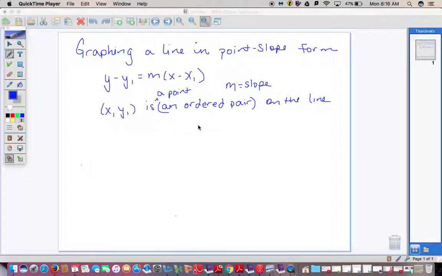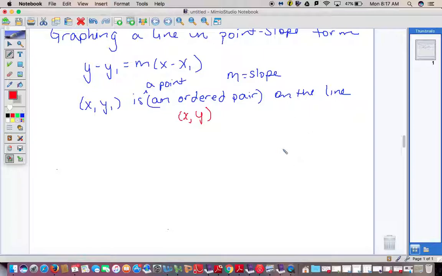Today we're going to talk about graphing a line in point slope form. First, you need to know the equation. The point slope equation is y minus y1 equals m times x minus x1, where m is your slope and x1, y1 is a point on the line, the point meaning an ordered pair. And recall that an ordered pair has both an x value and a y value.